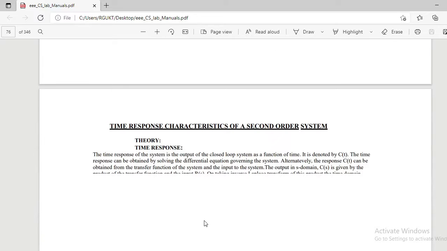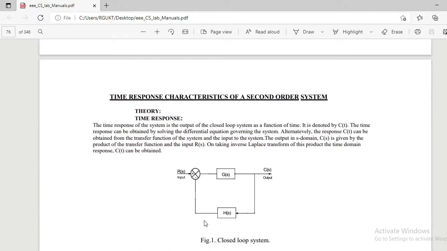So next, time response. How to find the time response? Generally, we may have two types: positive feedback system and negative feedback system. Generally, we will prefer negative feedback system. This is the diagram of your negative feedback system. So what is the time response? Gain is nothing but output by input. Here input is R of S, output is C of S. This is our transfer function.